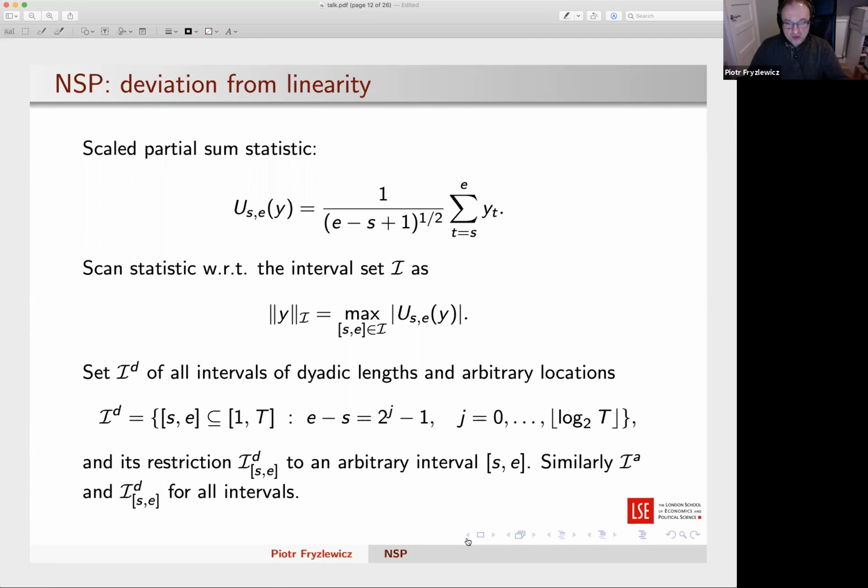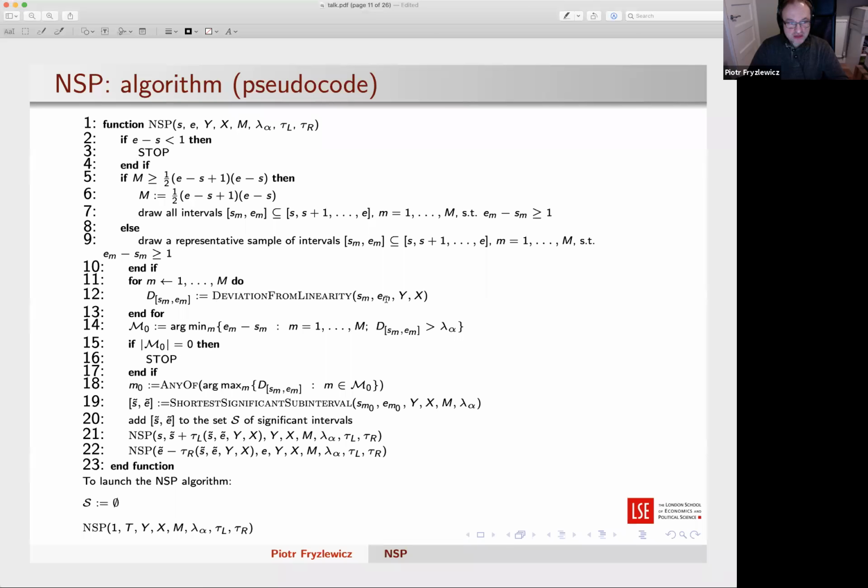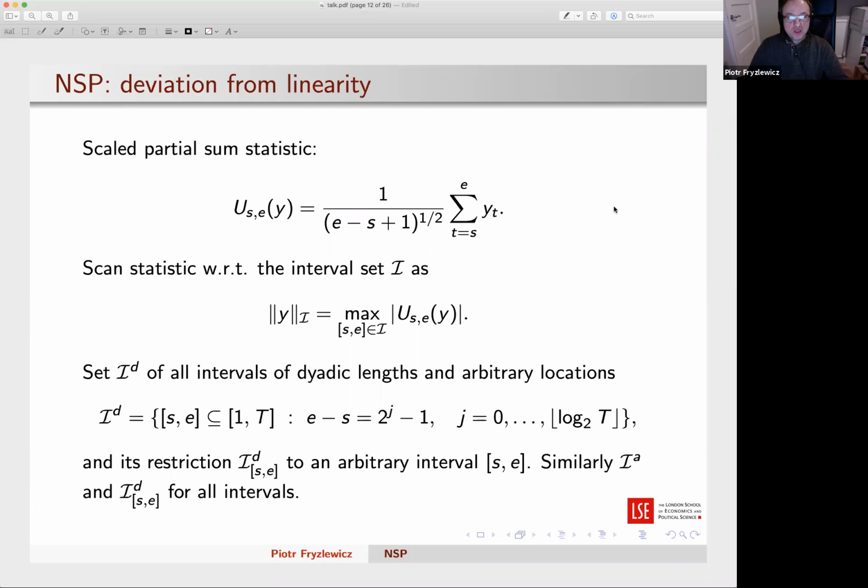So we have this deviations from linearity in line 12. How do we now measure this deviation from linearity? And this is crucial. Let's talk about the building blocks first. I have this scaled partial sum statistic, and for any input vector y, going from S, the start point, to E, the end point, this is simply the sum of the components of y from S to E, scaled by this normalizing scaling factor, so that the variance is equal if I have a homogeneous noise.